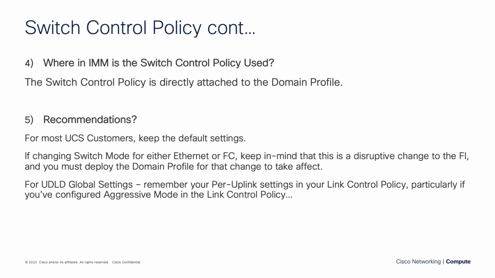and you wish to have some kind of a reset if unidirectional communication is detected in aggressive mode, it's going to error-disable the port. That link control policy would do that. That's optional, okay? But the switch control policy can actually reset that error disable. So just bear in mind there's some connectivity there.